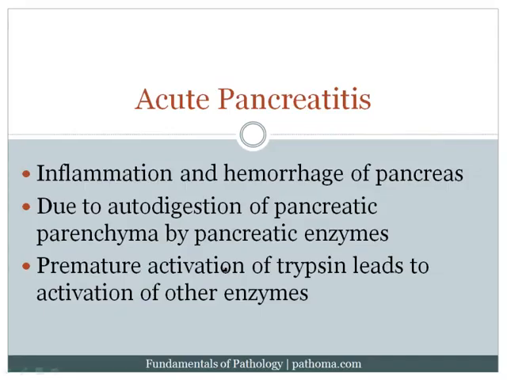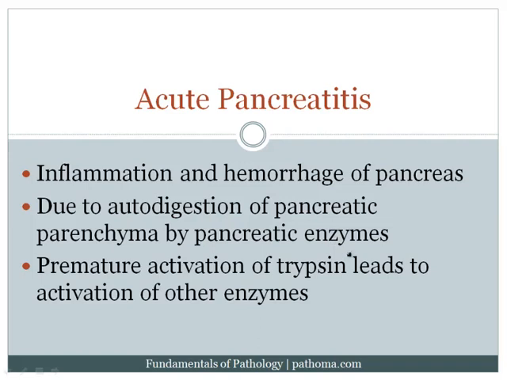Acute pancreatitis is when you get inflammation and hemorrhage of the pancreas. Now basically the issue here is that you get autodigestion of the pancreas by the pancreatic enzymes. So really it's a story of premature activation of the pancreatic enzymes. Now recall that the pancreas produces digestive enzymes, and those enzymes are produced in an inactive form. It's not until they get into the duodenum that the activation actually occurs. However, if there was a premature activation within the pancreas, then we would have autodigestion of the pancreas, and that's called acute pancreatitis.